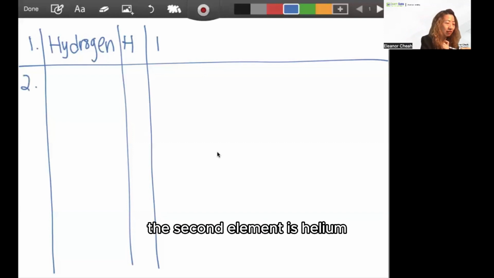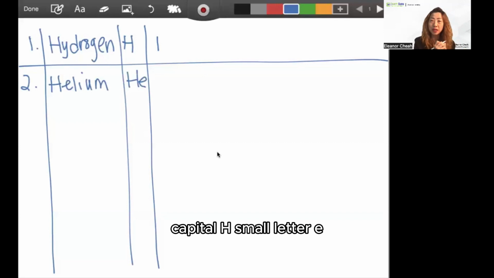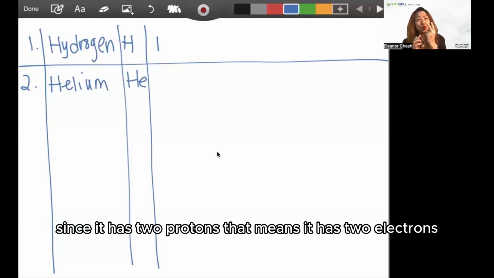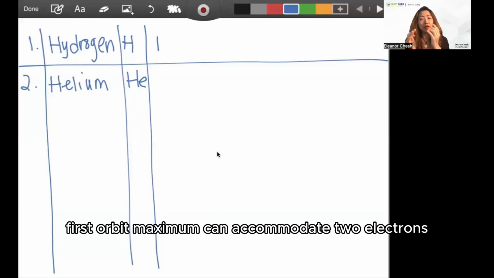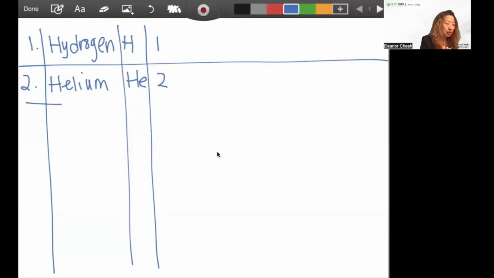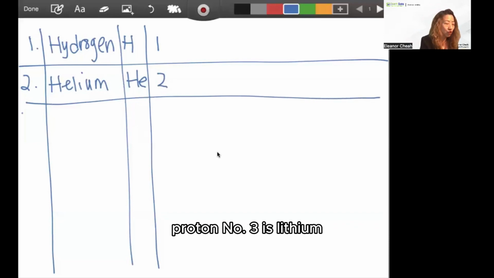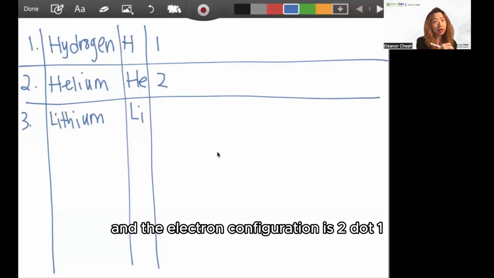The second element is helium. The symbol is He, capital H, small letter e. Since it has 2 protons, that means it has 2 electrons, and these 2 electrons can be put in the first orbit. Recall that the first orbit can accommodate a maximum of 2 electrons. Therefore, the electron configuration for helium is 2. Proton number 3 is lithium. We have learned that lithium has 3 electrons and the electron configuration is 2.1.